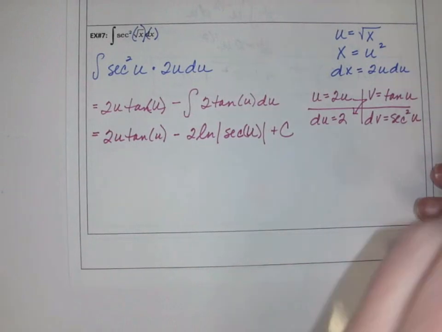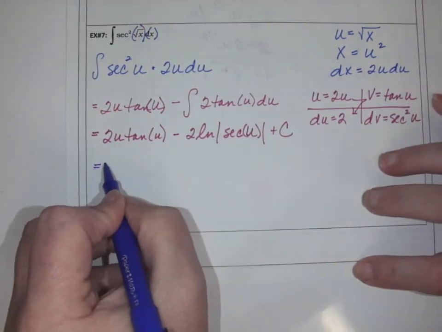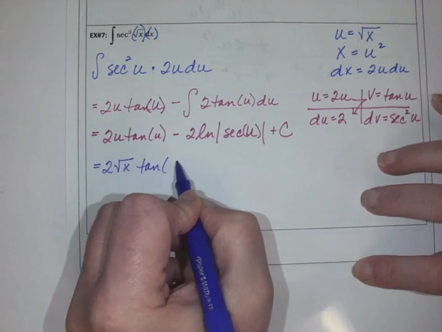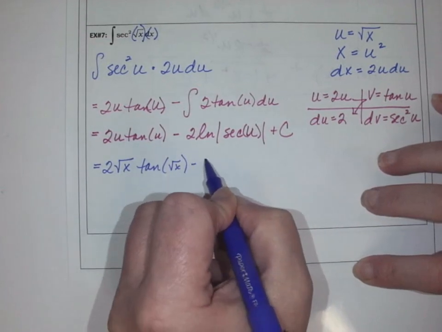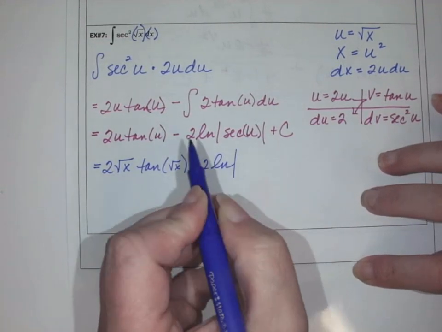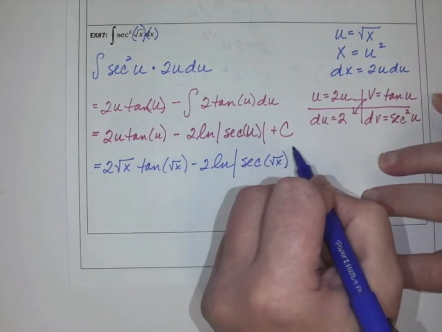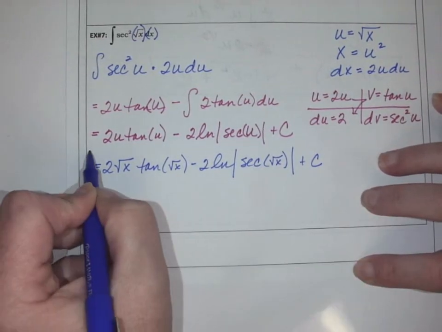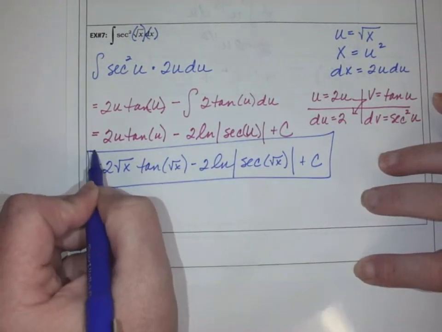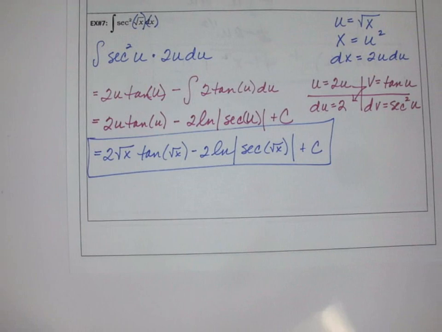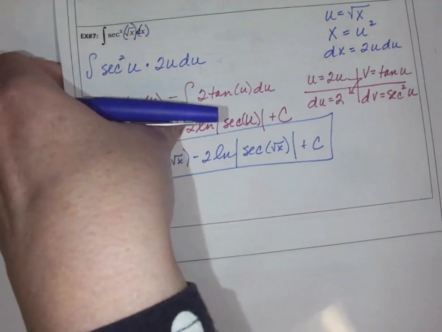So now I can go back and plug in my square roots. So that would be 2 square root of x tangent of square root of x minus 2 natural log absolute value secant square root of x plus c. Never in your wildest dreams would you imagine that that would work out to be secant squared of square root of x. All right. Last ones.